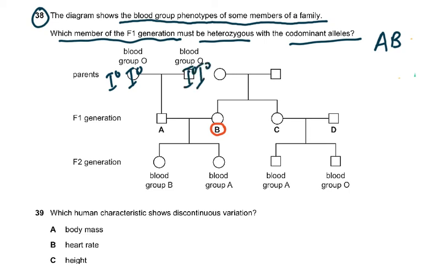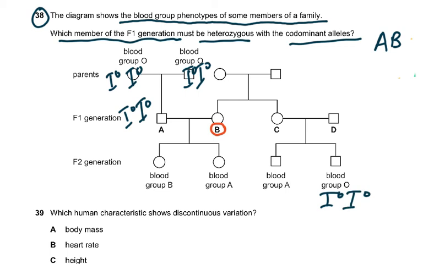So the children, they have to be this. A has to be IO. Right? Now let's go on to the other children. Now we can say O, we are 100% sure which are IO. But the A and the B we are not sure.